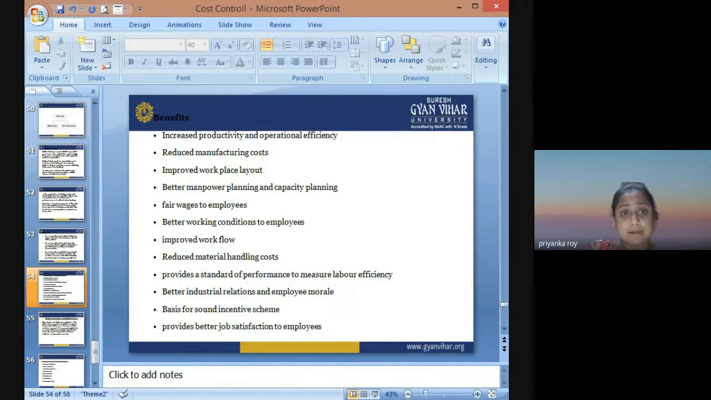better manpower planning and capacity planning, fair wages to employees, better work conditions to employees, improved workflow, reduced material handling cost, provides standards for measuring labor efficiency, better industrial relations and employee morale, a basis for sound incentive schemes, and provides better job satisfaction to the employees.